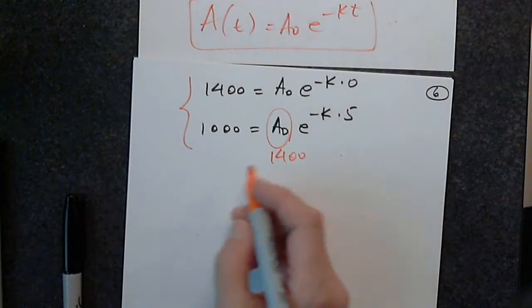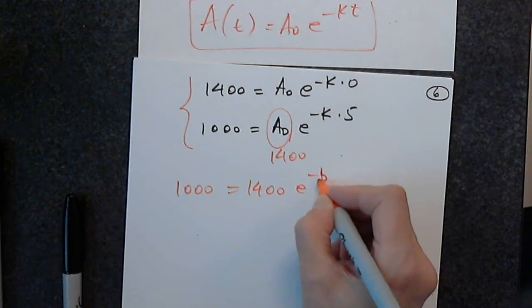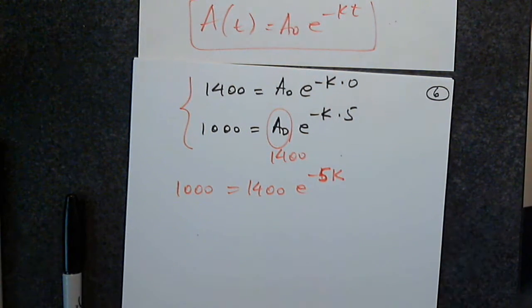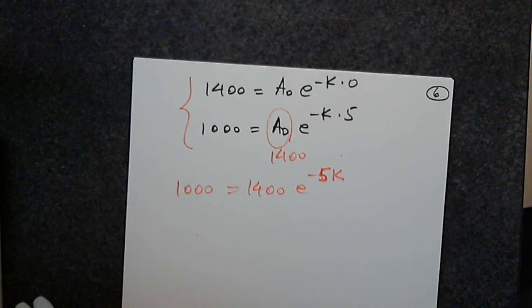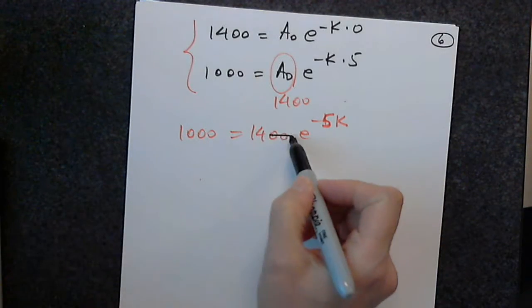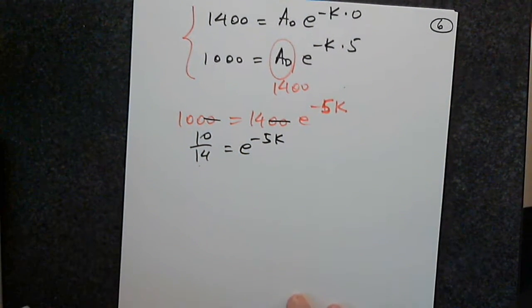So then the second equation now becomes 1000 equals 1400 e to negative 5k, where k is the decay rate for the number of birds. It's not an increasing rate. Good. So then what? What will be our next step? Divide both sides by? Very good. So 10 divided by 14 equals e to negative 5k. Excellent. What now?